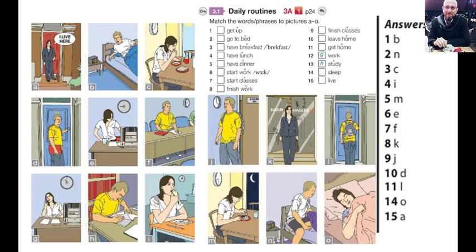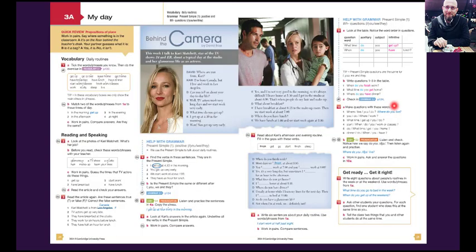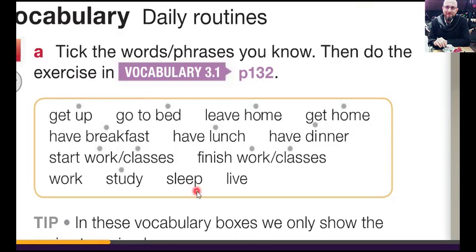Okay, after you finish, let's go to the book again. So back to exercise number one here. Okay, so let's repeat these words together. Get up. Go to bed. Leave home. Get home. Have breakfast. Have lunch. Have dinner. Start work. Start classes. Finish work. Finish classes.